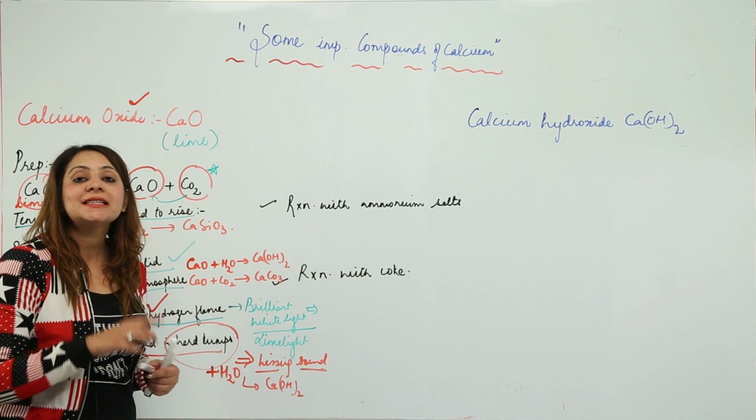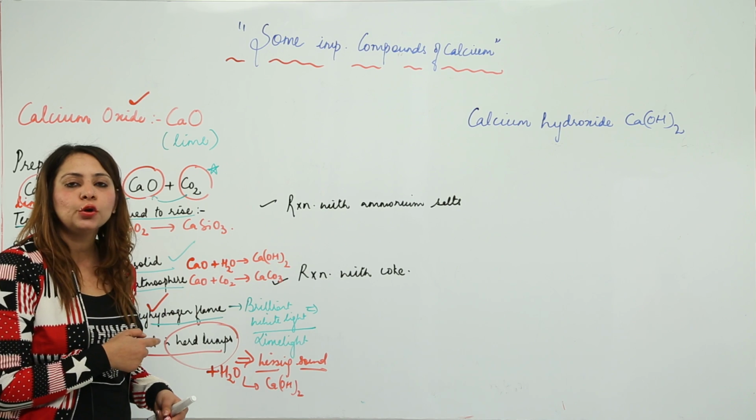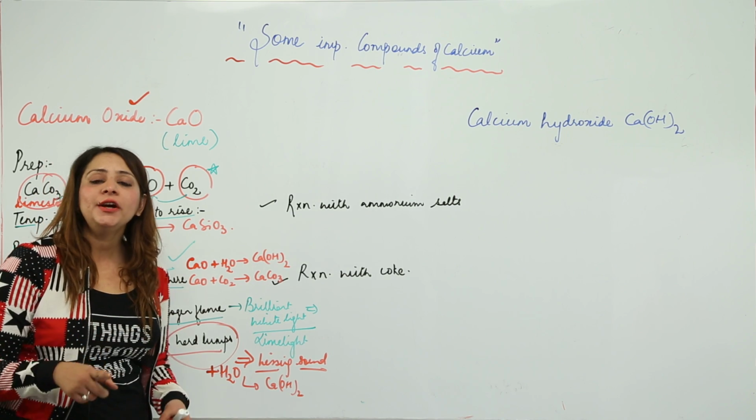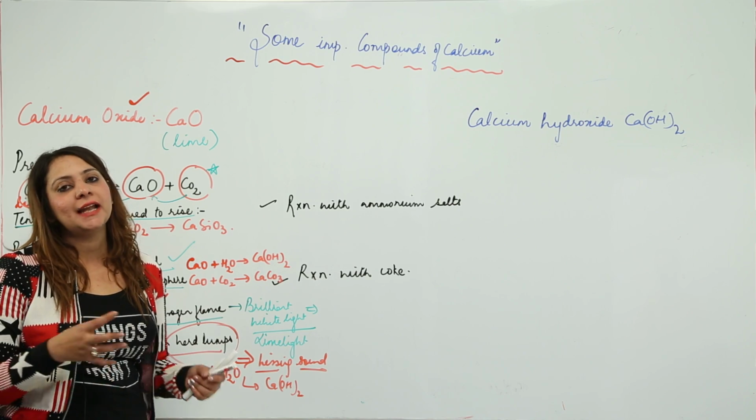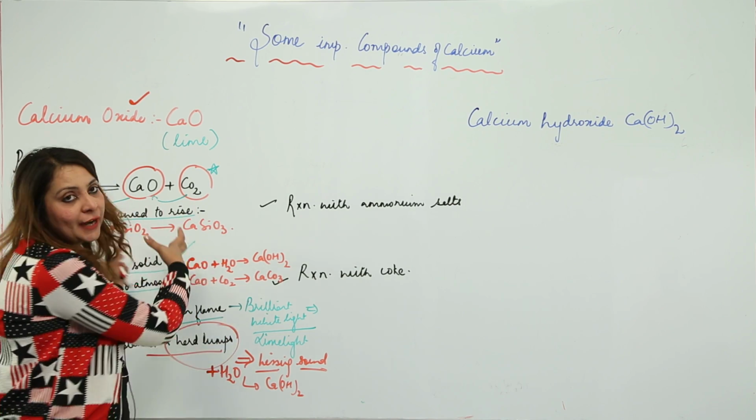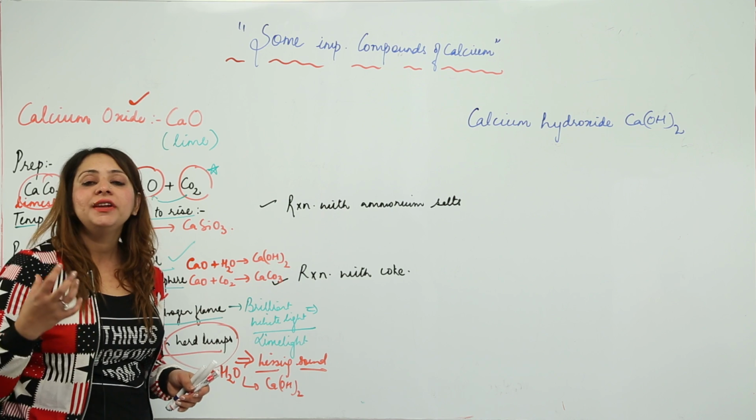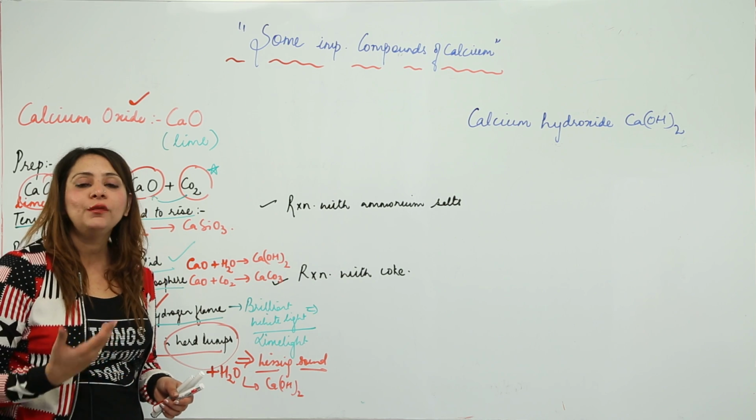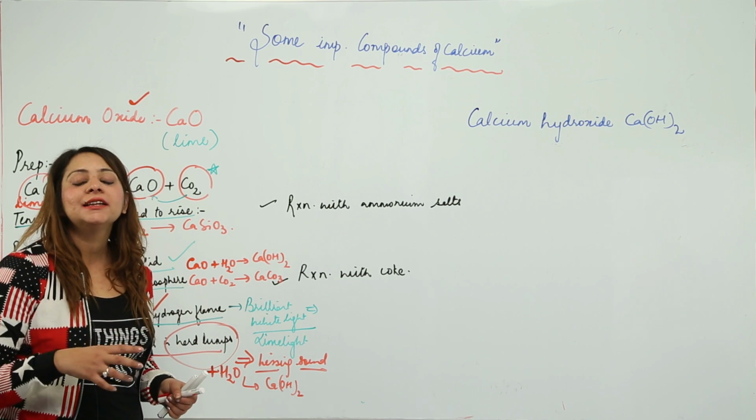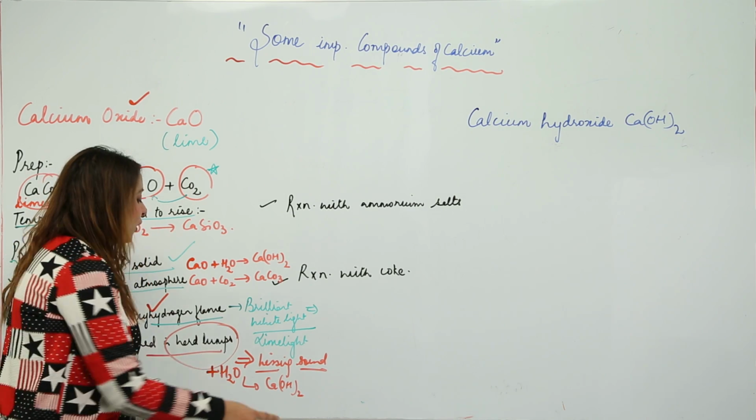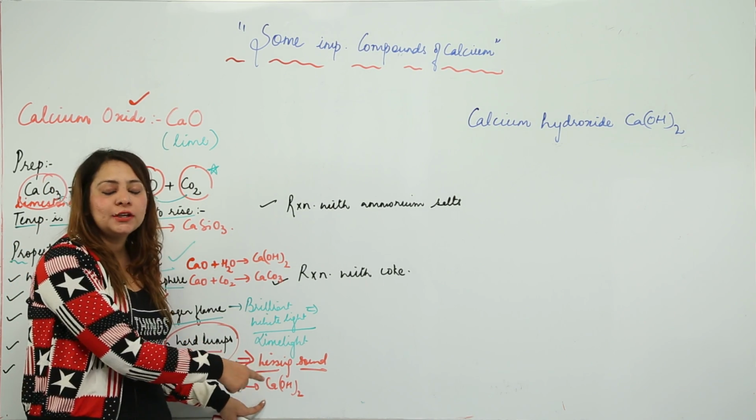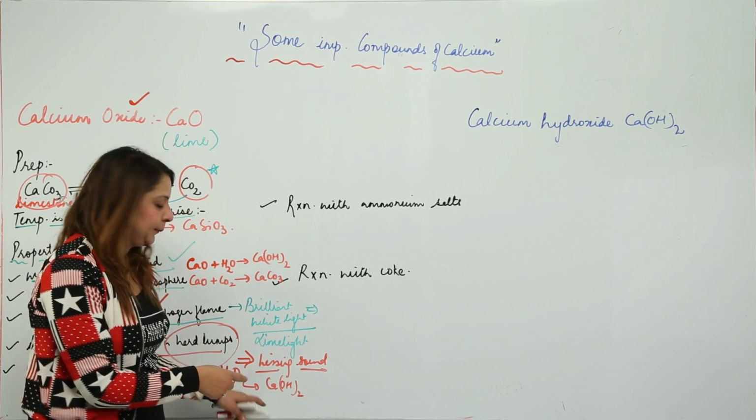So it is also called slaking of lime. This process is also called slaking of lime. If you get a question, what is slaking of lime, you are going to write that the lime which we get from this reaction occurs in hard lumps, so we need to break those hard lumps. How do we do it? We add water, and adding water to the hard lumps is called slaking of lime, because it results in calcium hydroxide, which is slaked lime.